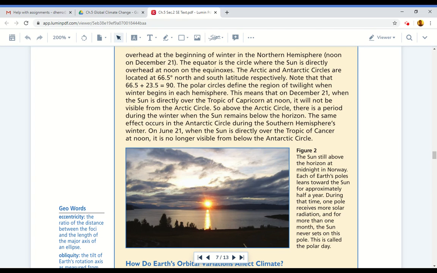This means that on December 21, when the Sun is directly over the Tropic of Capricorn at noon, it will not be visible from the Arctic Circle. So above the Arctic Circle, there is a period during the winter when the Sun remains below the horizon. The same effect occurs in the Antarctic Circle during the Southern Hemisphere's winter. On June 21, when the Sun is directly over the Tropic of Cancer at noon, it is no longer visible from below the Antarctic Circle.